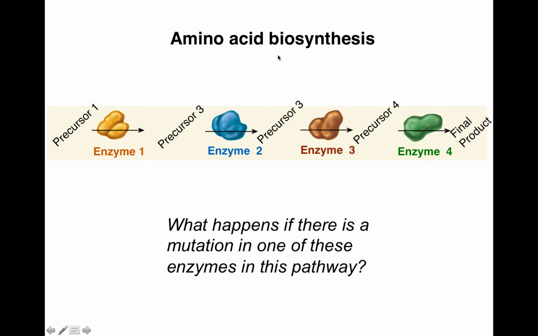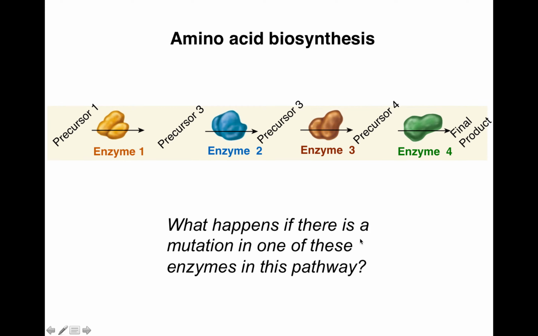In the process of amino acid biosynthesis, in order to end up with a final functional amino acid such as methionine, you have to start out way back here with a precursor product that gets acted on by an enzyme that turns it into another precursor, that should be two, that gets acted on by another enzyme that gets turned into a third precursor, that gets acted on by another enzyme that gets turned into a fourth precursor, that gets acted on by another enzyme until you have the final product.